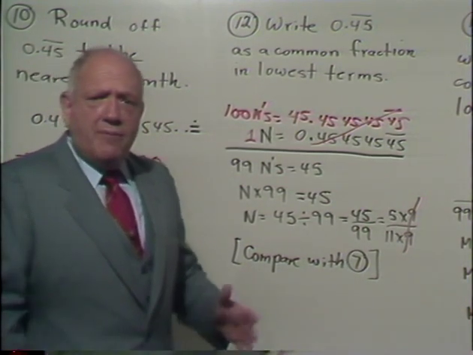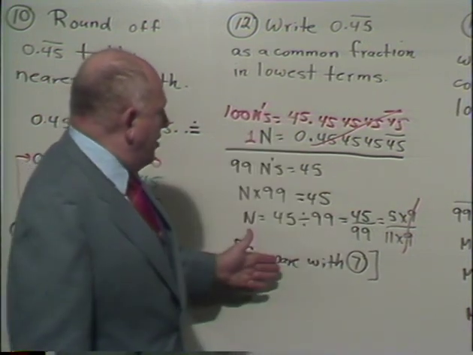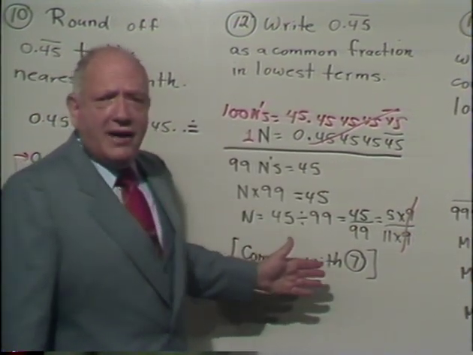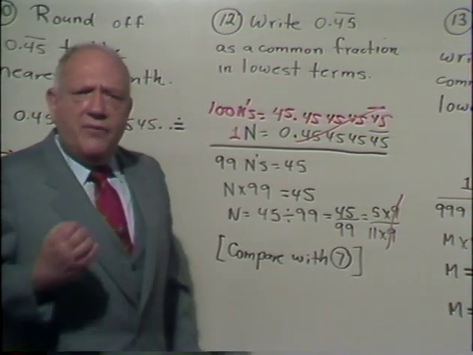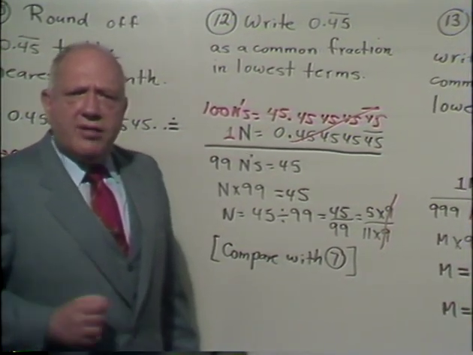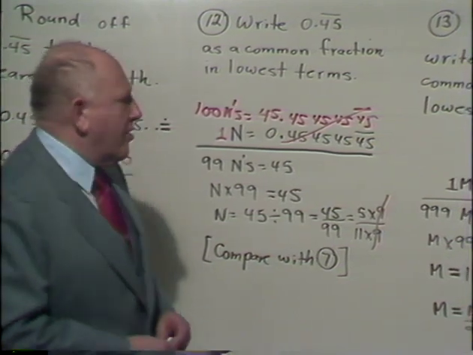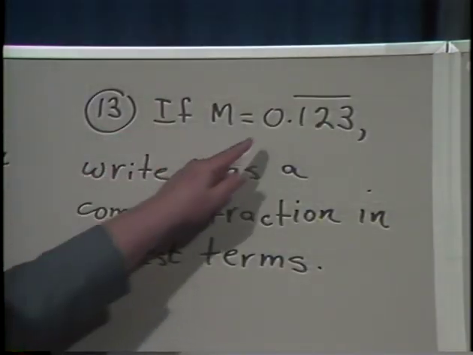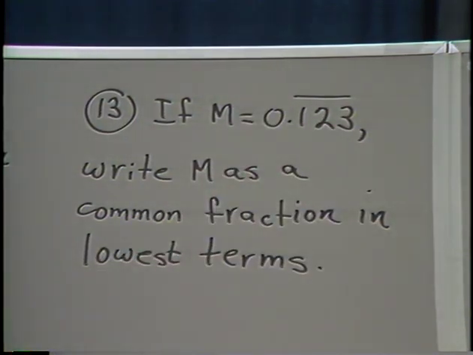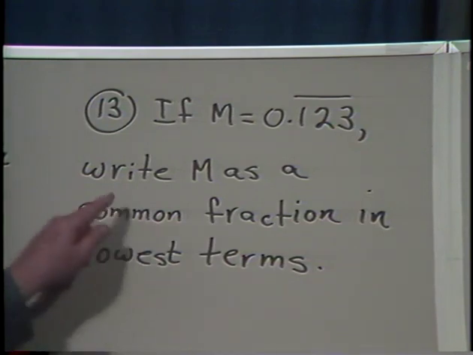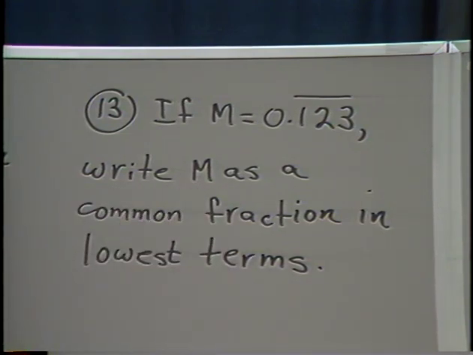At which point, you may have been one step ahead of me. As I was doing this problem, you may have said, hey, he already gave us the answer to this in problem number 7. So now, let me give you one that we haven't done before, just to see if you can pick up the subtle differences. I say if m is 0.123 bar, and what does that mean? It's 0.123, 123, 123 endlessly. Write m as a common fraction in lowest terms.